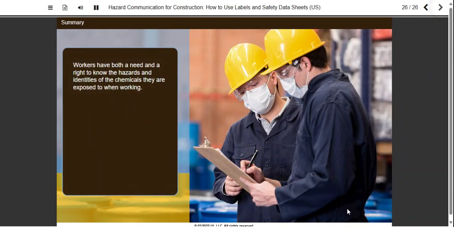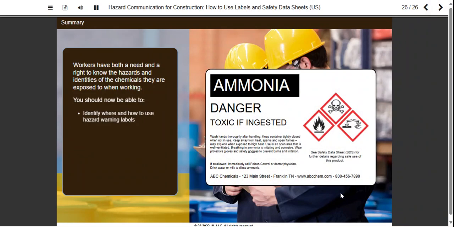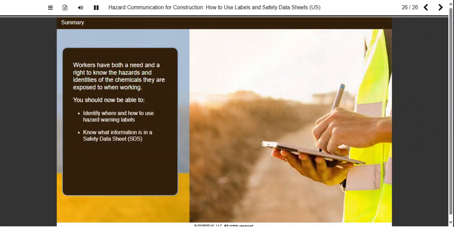Workers have both a need and a right to know the hazards and identities of the chemicals they are exposed to when working. You should now be able to identify where and how to use hazard warning labels and know what information is in a safety data sheet.